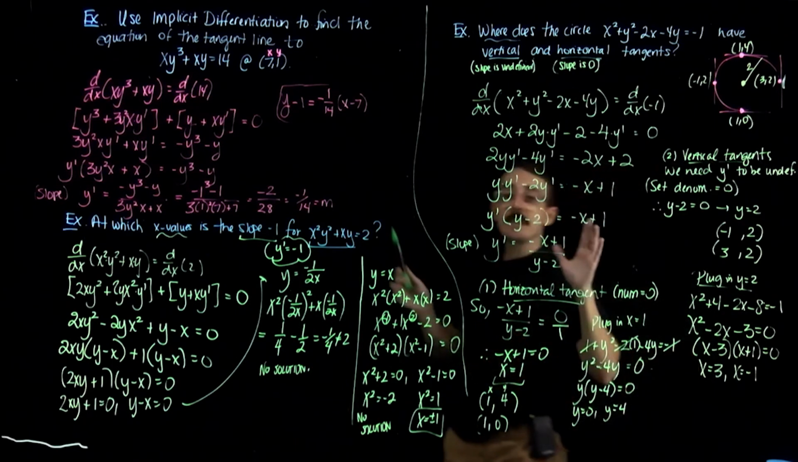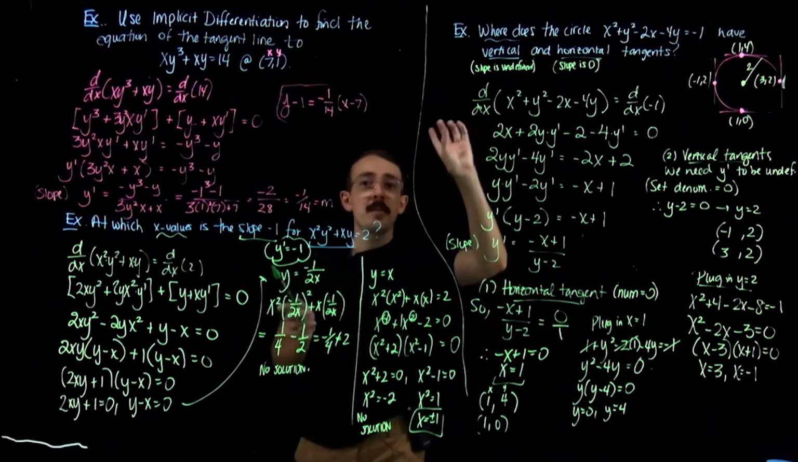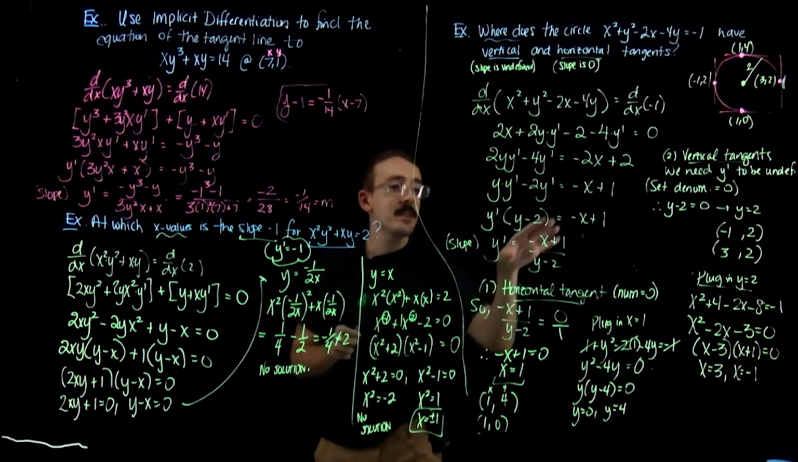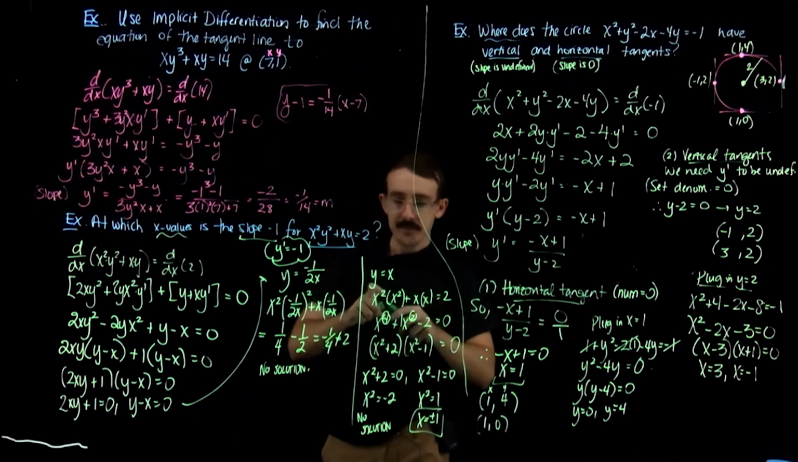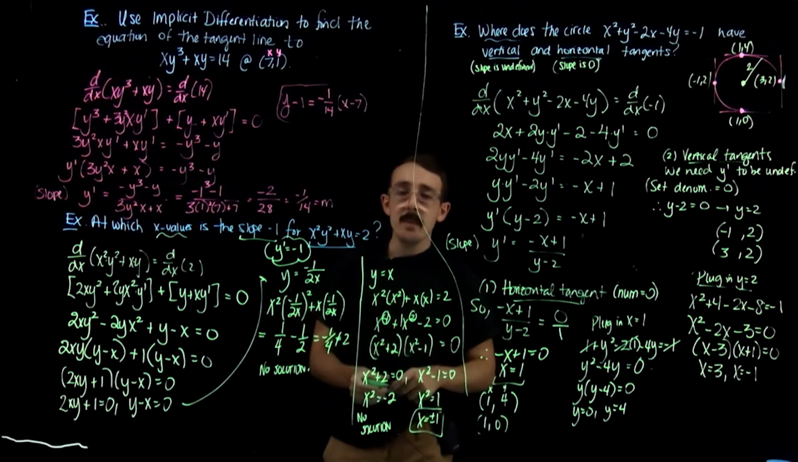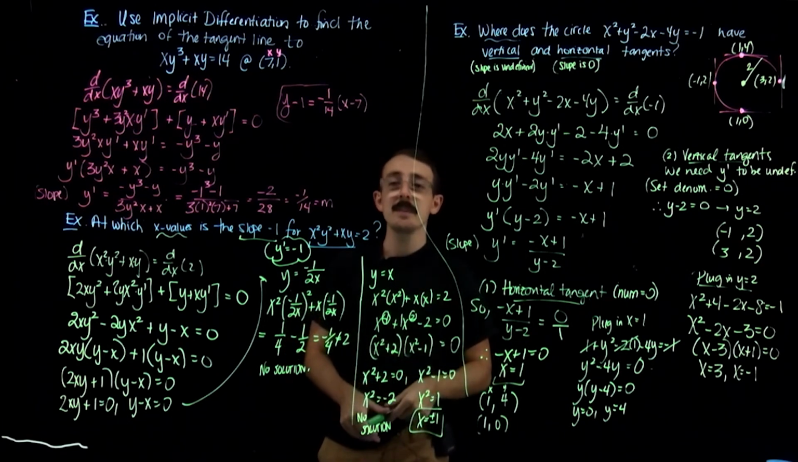OK, so that's a very standard process for finding vertical and horizontal tangent lines. You set either the numerator or the denominator of the slope to 0. All right, we're going to see just a few more applications in the next part of this video, so I'll see you very soon.